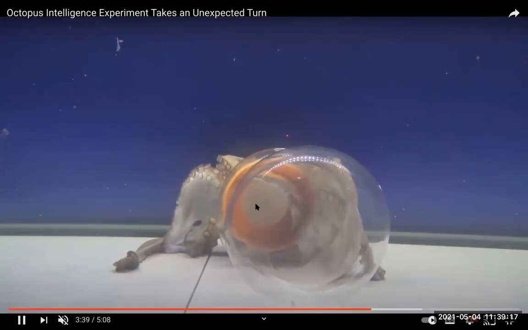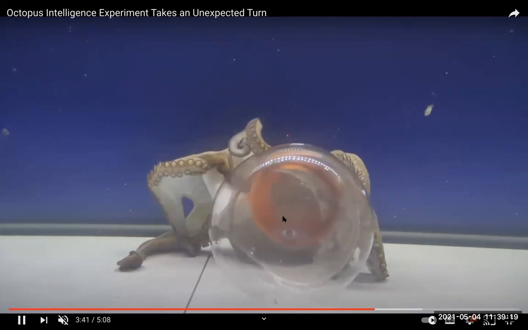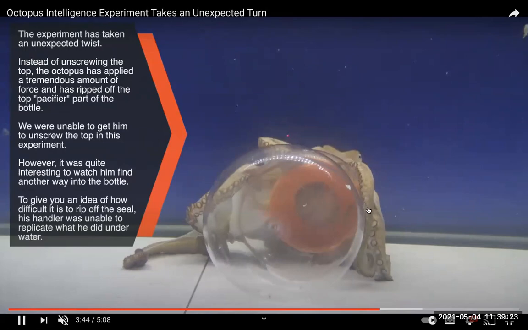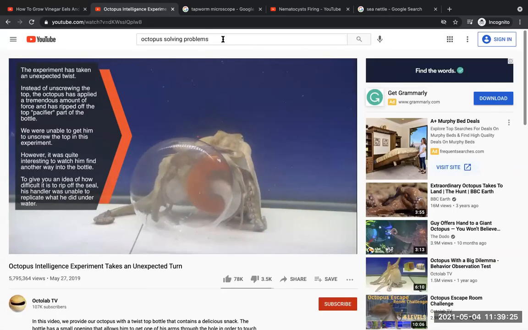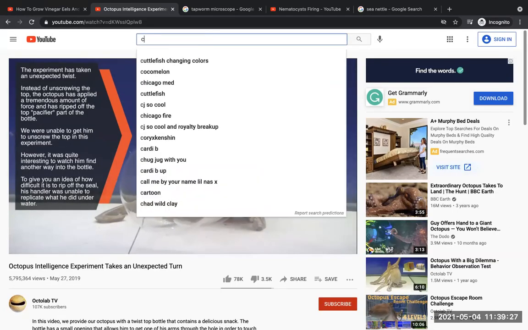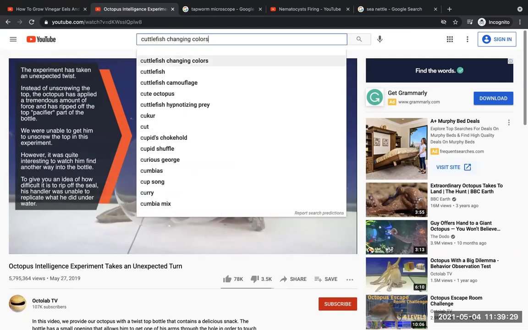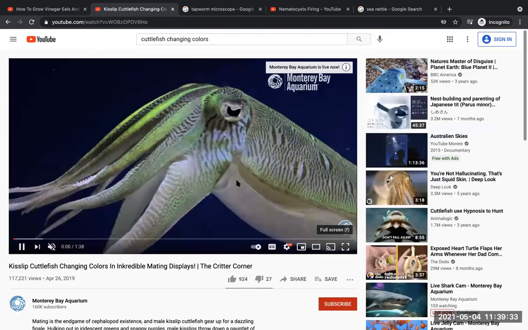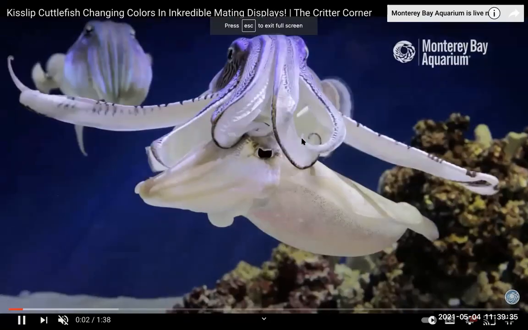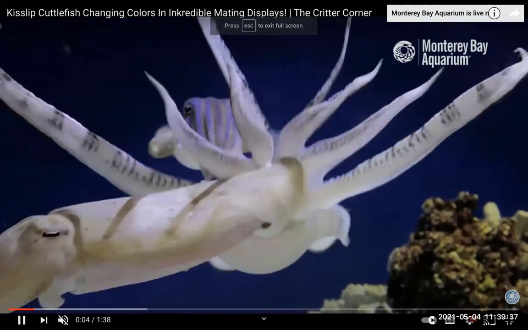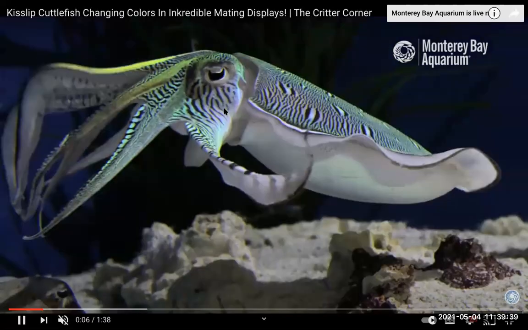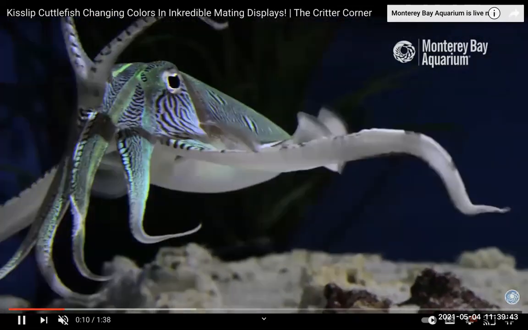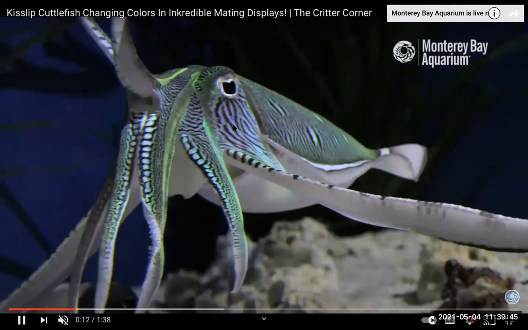So here, there, he popped it out. So they're very smart. Let me show you a relative of octopus and scallops both. It's cuttlefish. So here's a cuttlefish. Look at the colors changing, and it's not because of surface weight. It's the actual skin color that keeps changing. So that's the actual skin color.